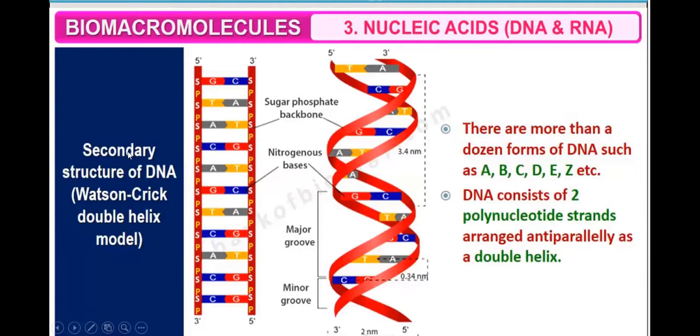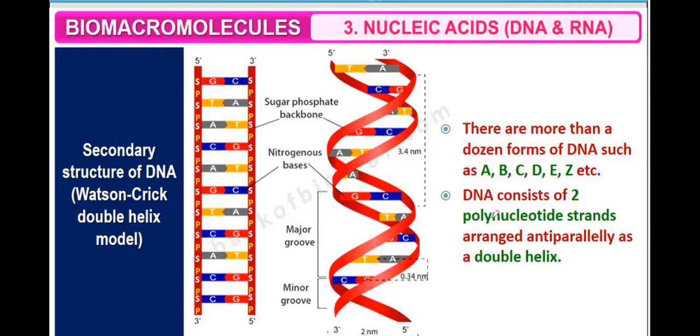Now we'll discuss the secondary structure of DNA. This model was given by Watson and Crick, the double helix model. There are more than a dozen forms of DNA such as A DNA, B DNA, C DNA, D DNA, E DNA, and Z DNA, and many more.